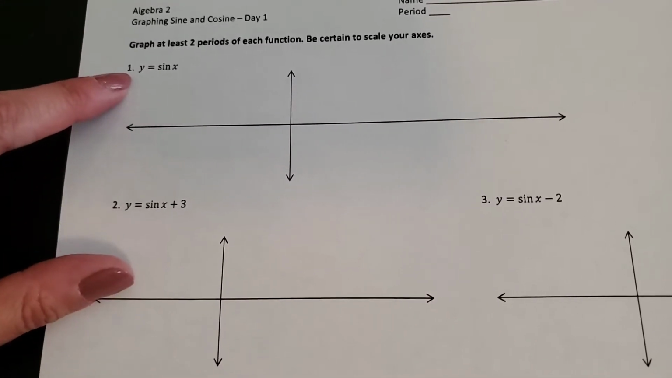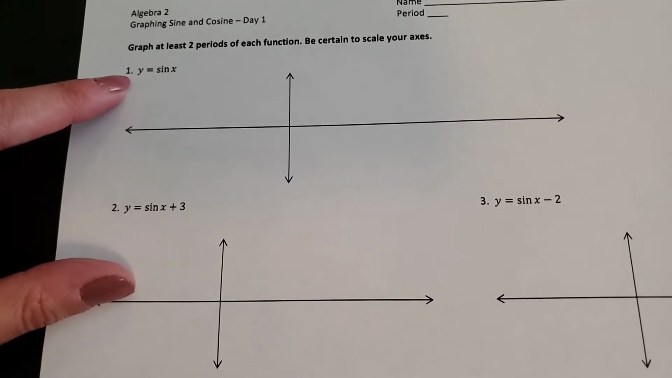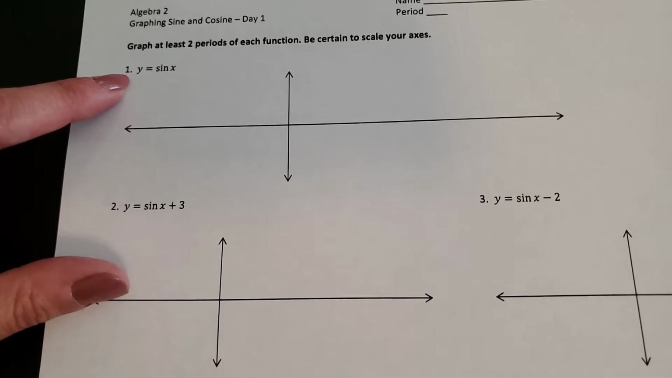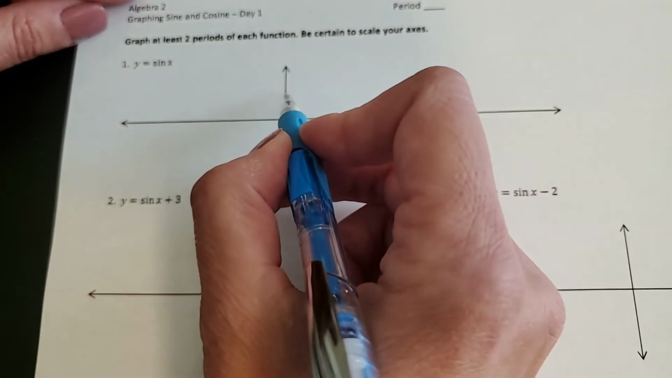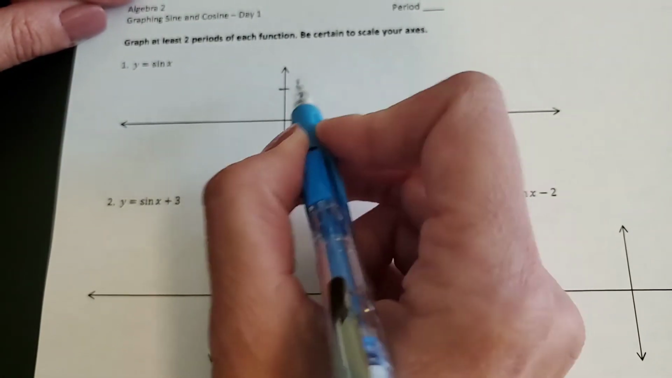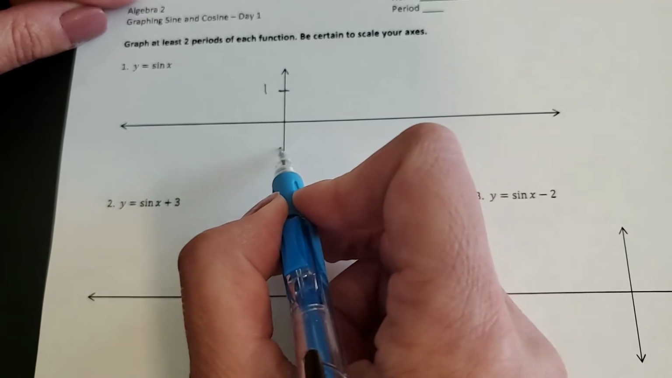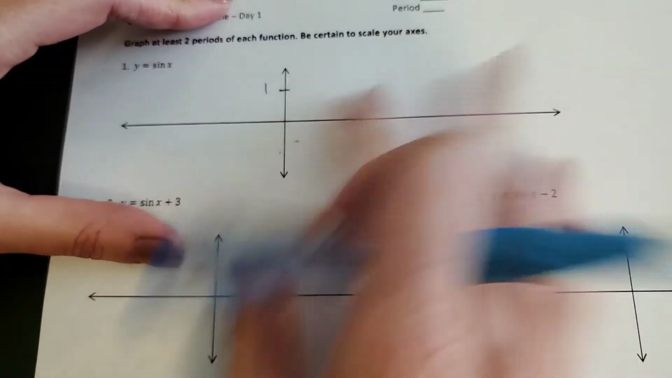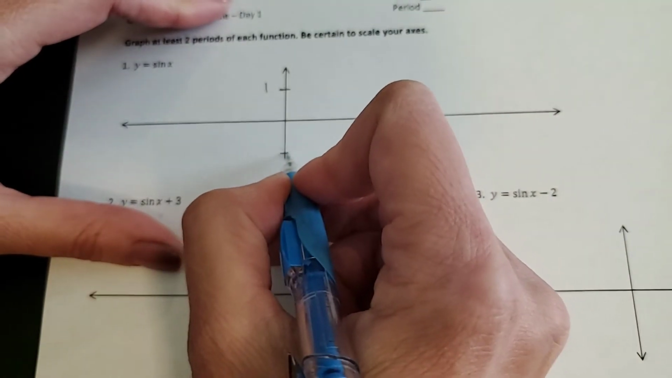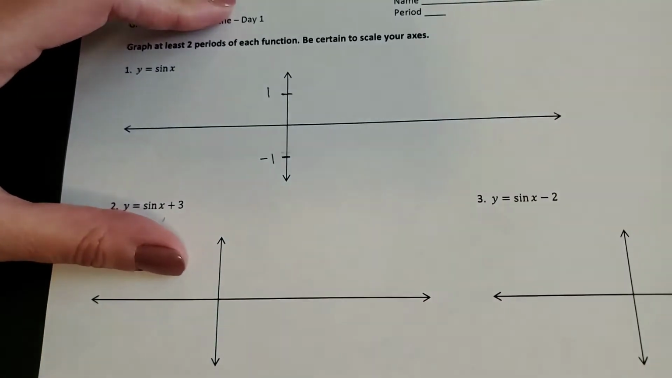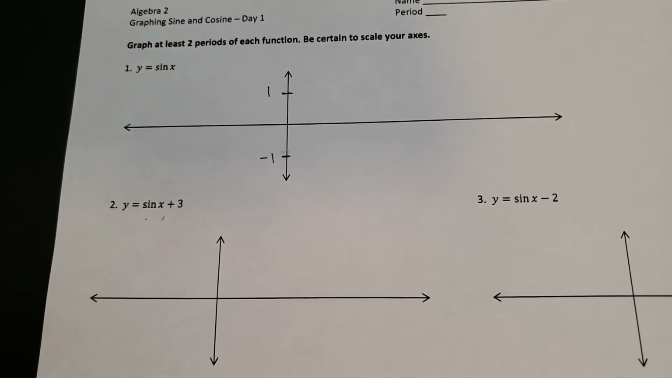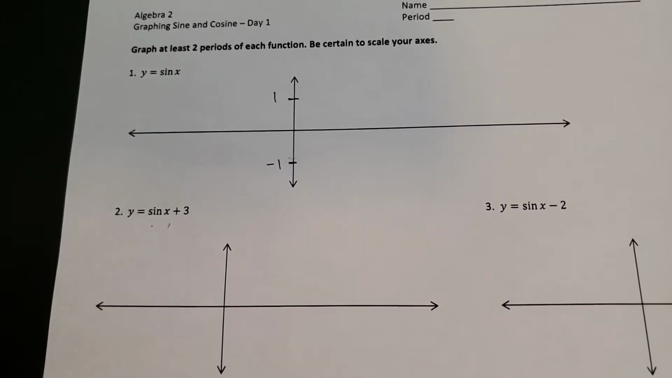So let's think about this graph right here. Y equals the sine of x. Remember, that's our parent function. Remember that the range of the sine function goes from 1 to -1. I'll try and make that look even. So from -1 to 1, that's our range. So we're going to scale our y-axis to reflect that.